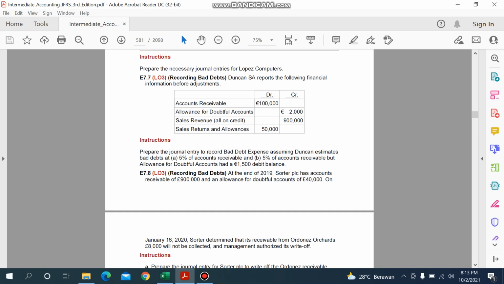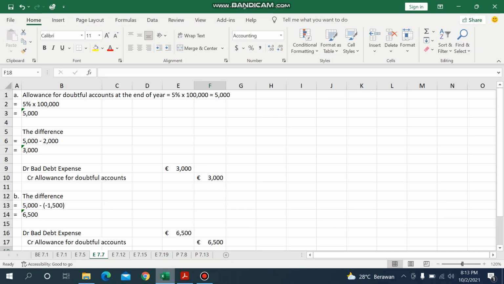Okay, so this is the allowance method because the bad debt will be based on the accounts receivable. So it is very easy. You just calculate how much the allowance for doubtful accounts should be at the end of the period. Directly take 5% of 100,000, and you will get 5,000. So the allowance for doubtful accounts at the end of the year should be 5,000.